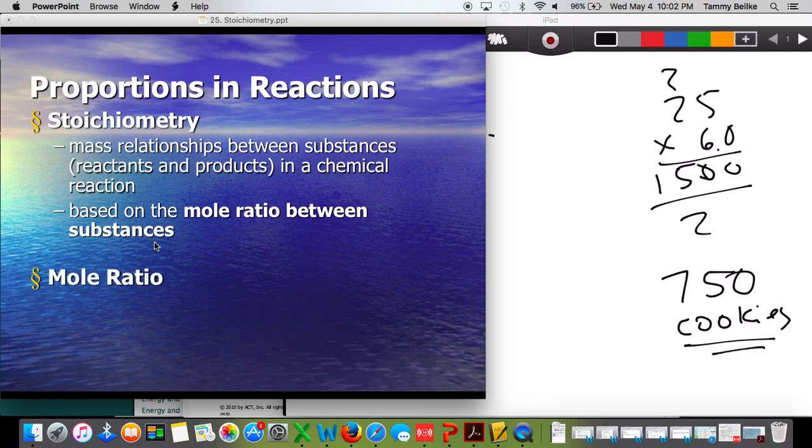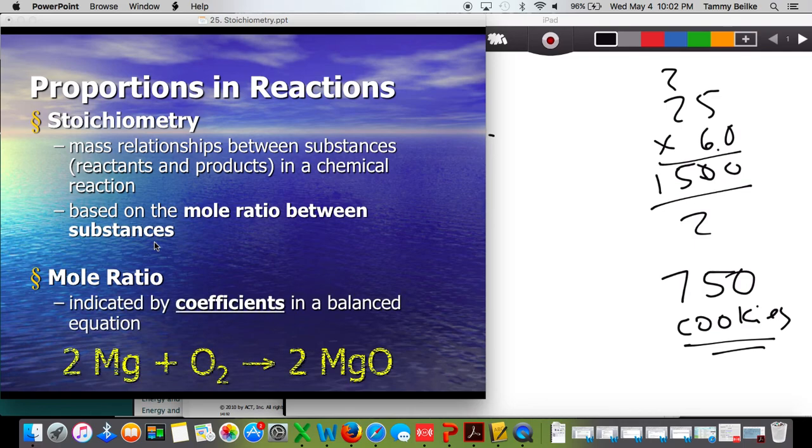So the mole ratio, I'm going to show you where you can get it. It's very simple, and it's phenomenally easily defined. Okay, it is actually this. It's indicated by the coefficients in a balanced chemical equation.